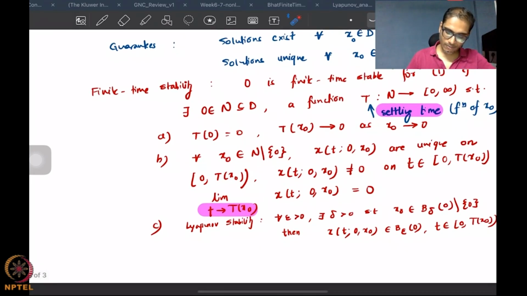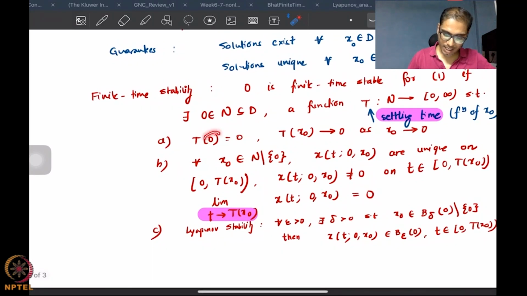So obviously, as you can imagine, this settling time function essentially maps initial conditions to the time in which these initial conditions go to 0. So obviously, if you start at 0, since you are already at the equilibrium, you would expect the settling time to be nothing but 0 itself. And we also want that T(x0) actually converges to 0 as the initial conditions converge to 0.